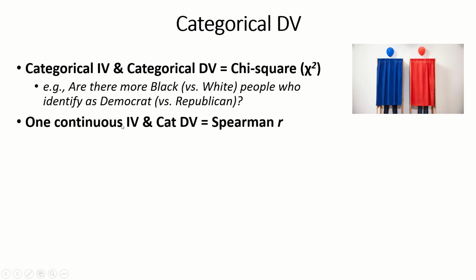You have two categorical variables here, categorical IV, categorical DV, essentially asking, does ethnicity predict party affiliation? So if you have one continuous IV and one categorical DV, you want to use Spearman's R. We originally talked about correlation, and we looked at the correlation tables from SPSS. If you remember, it had Pearson's R in those correlation tables because we had two continuous variables. If you're doing one continuous IV, one categorical DV, then you should use Spearman's R.